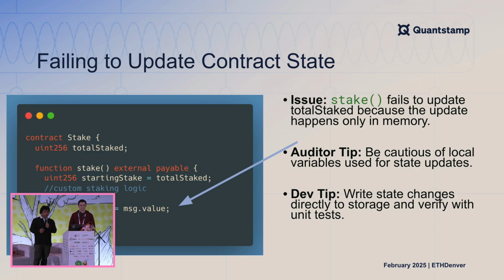So as an auditor, just really be careful about local variables and where they're existing in the smart contract storage. And as a dev, please double check that the contract storage itself is actually being updated. And this is quite easy to miss because it seems like you're taking the user's message.value, updating it to starting stake, but this total staked variable in the contract state itself never actually gets updated.